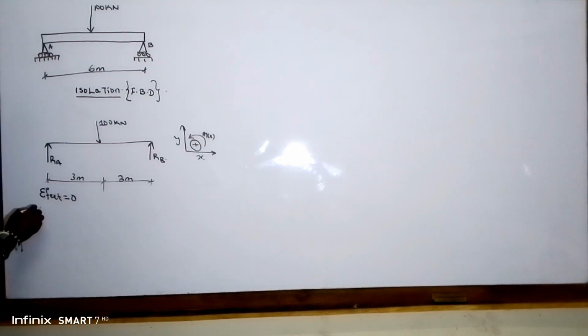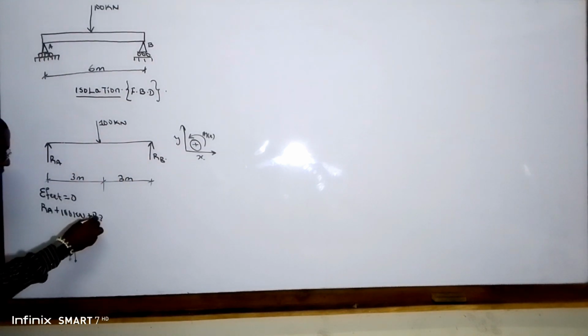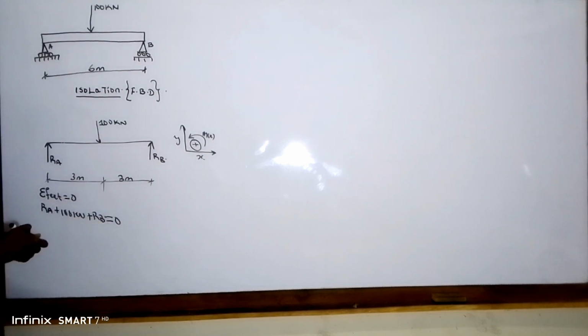So what are our external forces? There we have RA. This is one, RA. We have plus 100 kilonewton. This is another one, and this is another one. We now have plus RB. We equate it equal to 0.